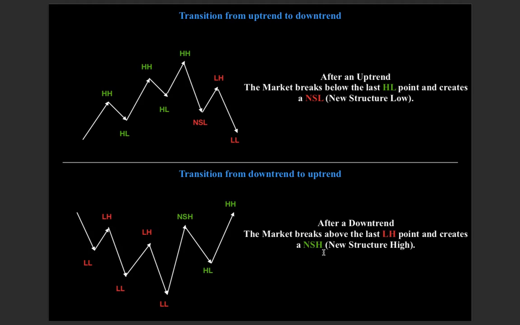Okay, so after a downtrend, the market breaks above the last lower high and creates a new structure high. Sorry, the last lower high, and creates a new structure high. Okay, buying opportunities would take place at the lower high.